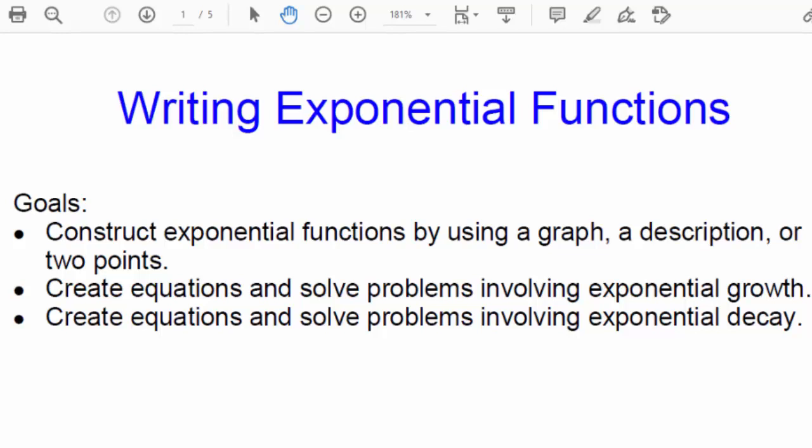You can see what our goals are here. Construct exponential functions by using a graph, a description, or 2 points. Write equations and solve problems involving exponential growth and exponential decay.